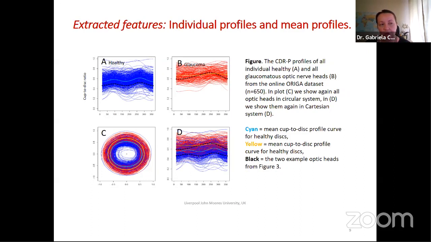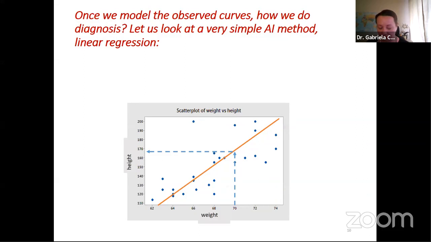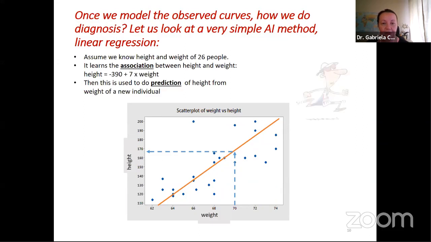And then how do we go from model into prediction? Well, I would use a very simple example like this. When you have very simple data like this, where you have 26 people and for each person you only have two values, not 24, but only two, and that would be weight and height. You can now describe this relationship between weight and height by fitting the line, which is the linear regression, okay?